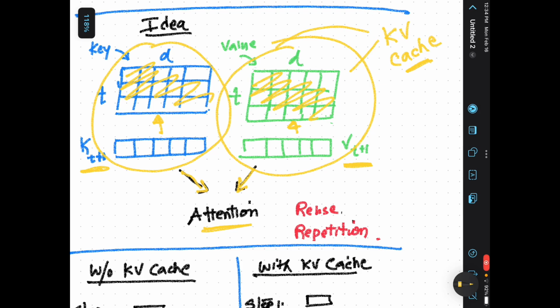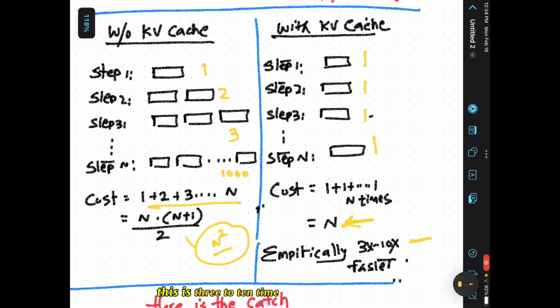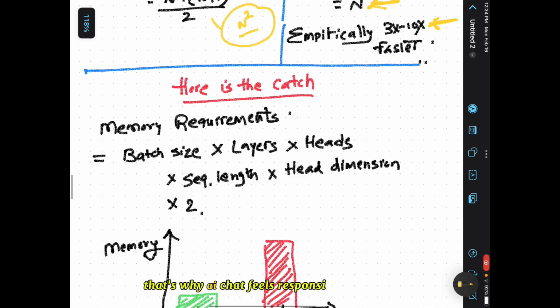So without KV cache, in step 1 we compute only one token, in step 2 we compute 2 tokens, in step 3 we compute 3 tokens, and for step 1000 we're going to compute 1000 tokens. With KV cache, each step computes just one token's projection. So instead of total cost growing like 1 plus 2 plus 3 all the way up to n, it simply grows like n, linear instead of quadratic. In practice, this is 3 to 10 times faster generation. That's why AI chat feels responsive instead of sluggish.